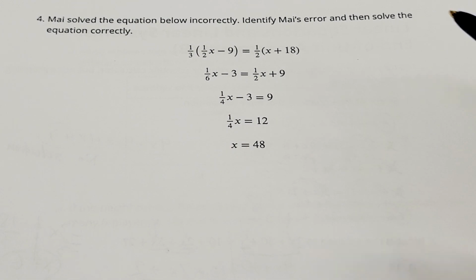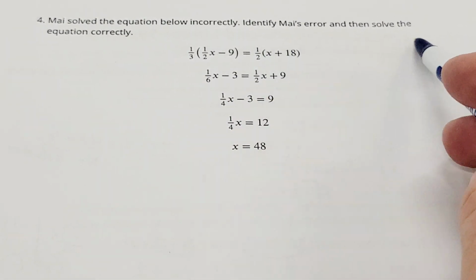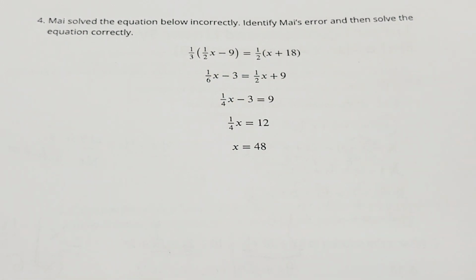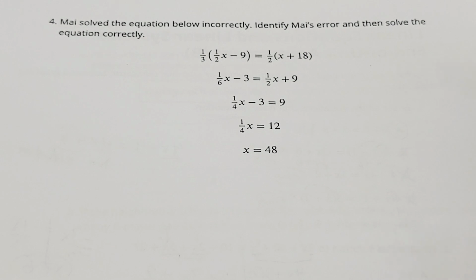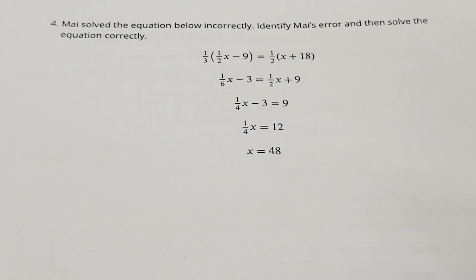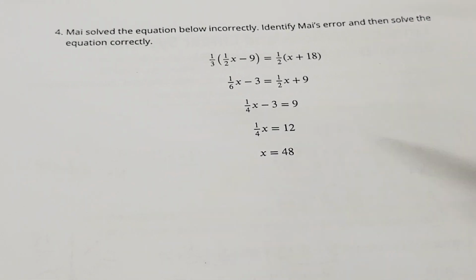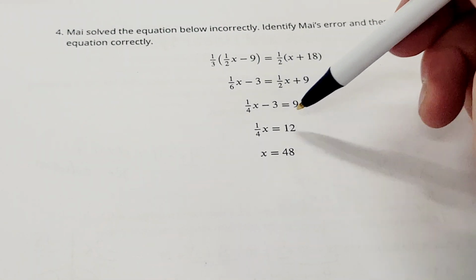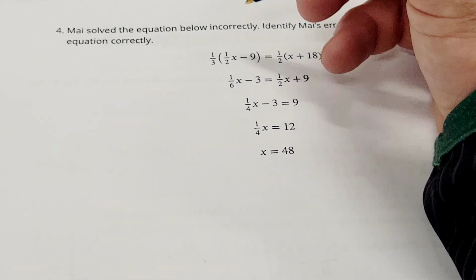Number 4, Mai solved the equation below incorrectly. Identify Mai's error and then solve the equation correctly. Okay, so we got fractions in here. So as I've said many times, guys, we need to remember fraction rules and how we do these. So it's going to take a little bit of time. But I'm going to start floating through her work, try to find the error. And once we find the error, we should be able to continue forward from there.